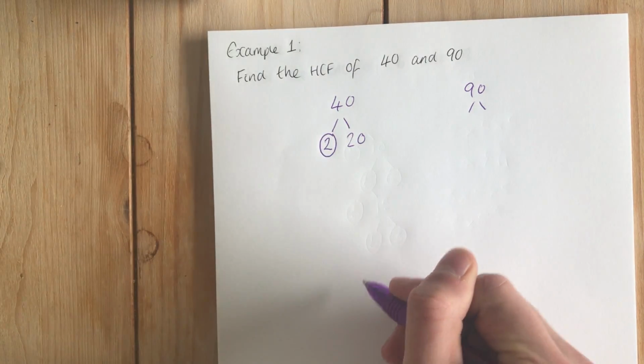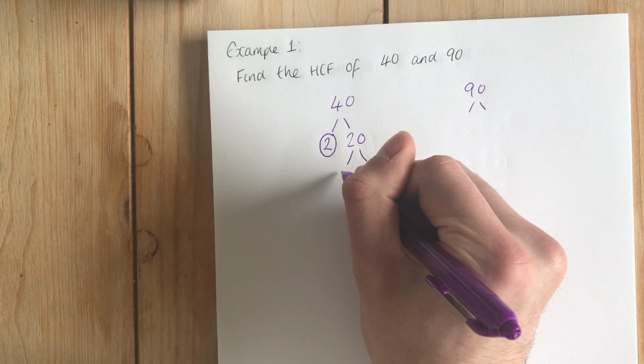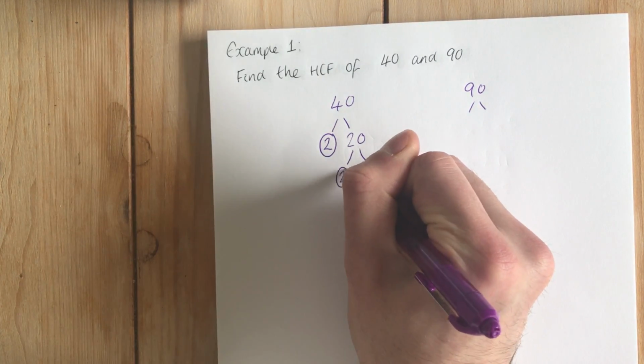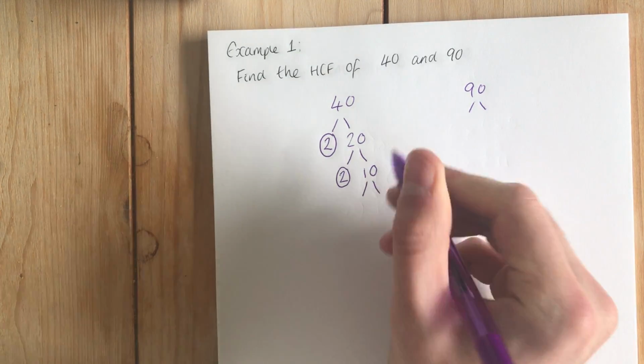2 is prime, so I circle it. 20 is not prime, so I need to continue. Again, I know that 2 goes into 20, and it goes into it 10 times. 2 is prime, so I circle it. 10 is not prime, so I continue.